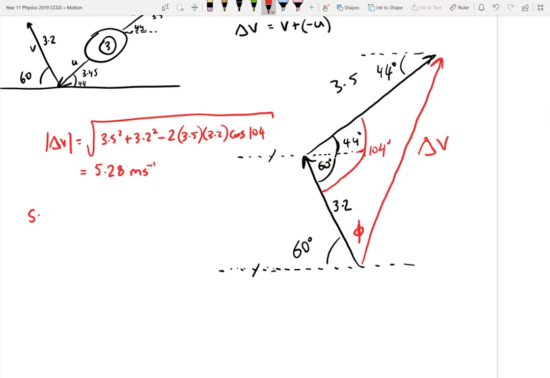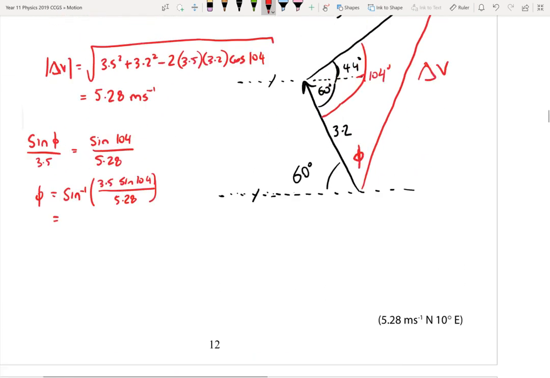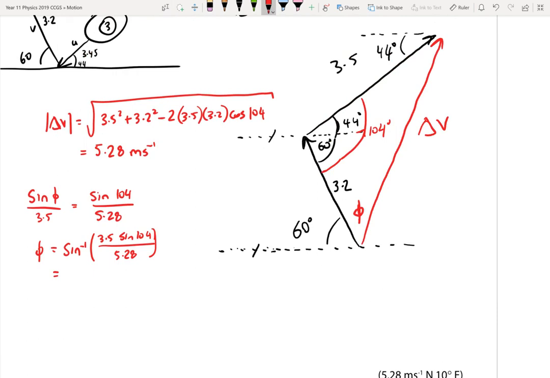And now let's find phi. So sine phi on 3.5 equals sine 104 on 5.28. Times both sides by 3.5, 0.643. And then inverse sine of the answer is 40 degrees. Is it? Yeah, phi is 40. Do we get 36 degrees or no? I got 40. Yeah. Okay. 40.02 or 3. So. All right.